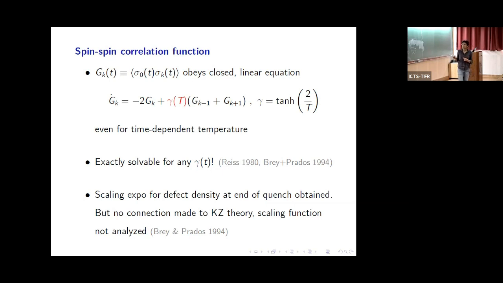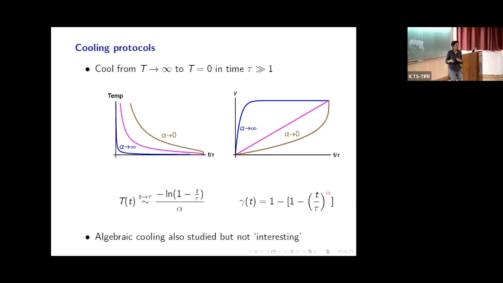Okay. Yeah. Okay. So now to make some progress, to get some expression explicitly, I need to choose some cooling protocol. And this is the protocol I have chosen. I'm starting the system at T going to infinity, at infinite temperature, so that it's in a paramagnetic phase, and quench it to zero temperature in a finite time tau. And this is how the temperature profile is. This is the expression. This is how it approaches at T equal to tau.